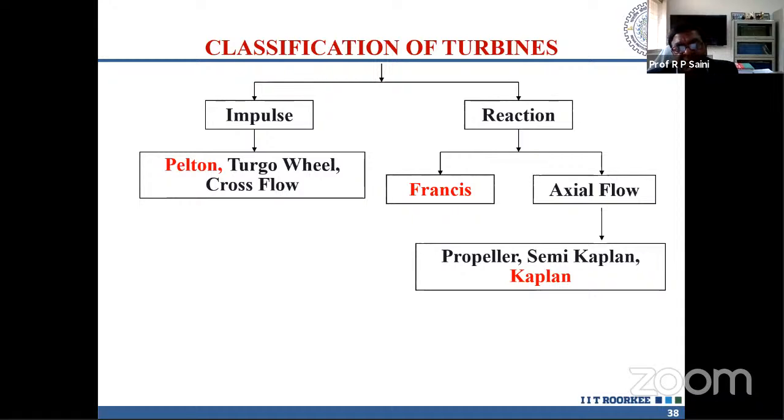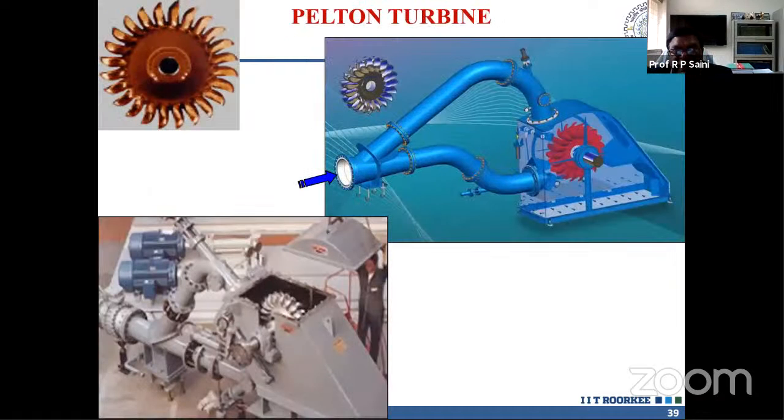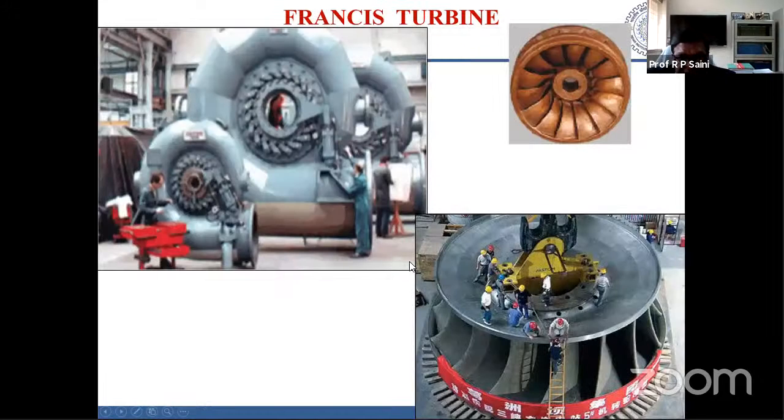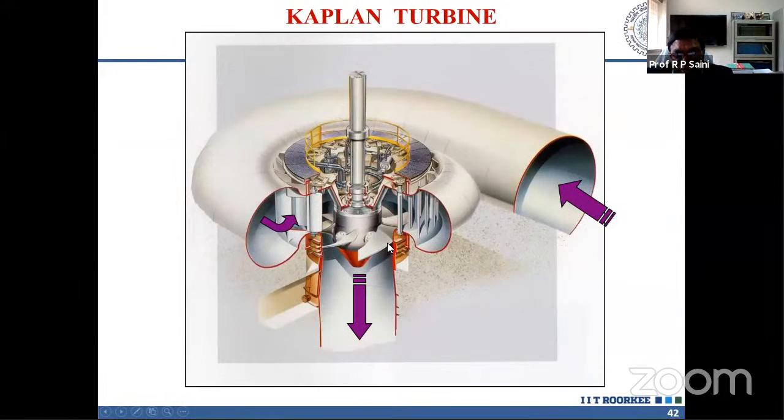We have 3 different types of turbine: Pelton turbine, Francis turbine, and Kaplan turbine. The Pelton turbine is used for high head, the Francis turbine is used for medium head and medium discharge, and the Kaplan turbine is used for low head and high discharge, because of their characteristics. Again, it needs many hours to discuss their working principle, but I have to cover the entire thing.